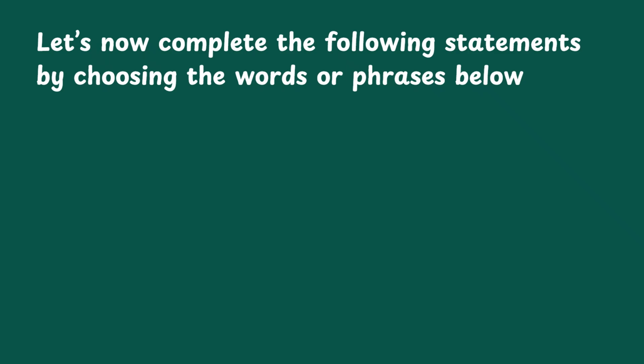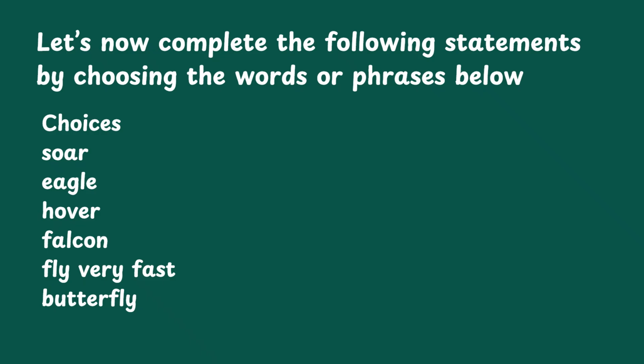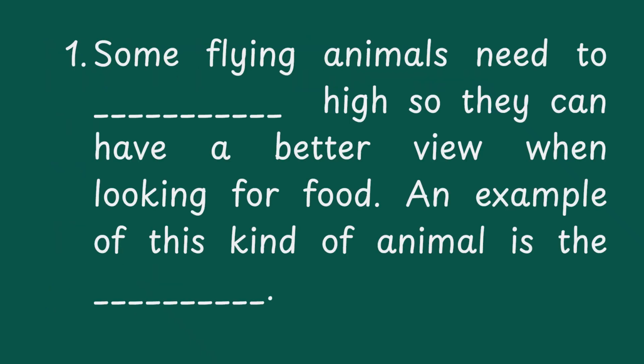Now let's complete the following statements by choosing the words or phrases below. We have here the choices: soar, eagle, hover, falcon, fly very fast, and butterfly. Some flying animals need to soar high so they can have a better view when looking for food. An example of this kind of animal is the eagle. Good job!